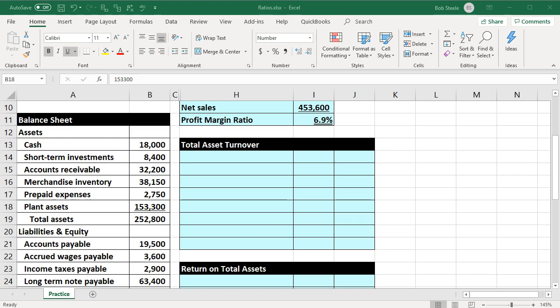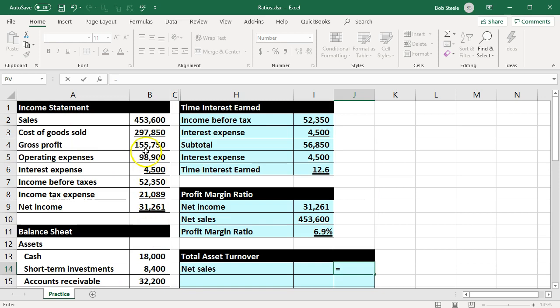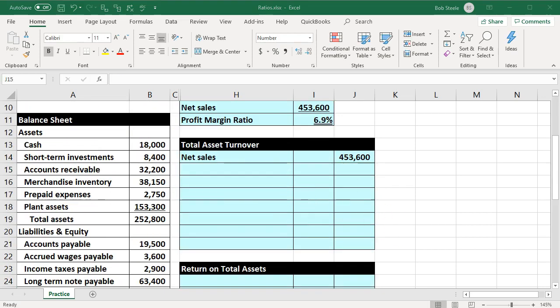So what we're going to do is take a look at the net sales. I'm going to put that in the outer column. This is going to be the income statement account. Once again, this is not net income, but net sales. So we're going to pick that up top, the 453,600. And then we're going to pick up the average total assets. Average total assets. So we're going to make a subcategory.